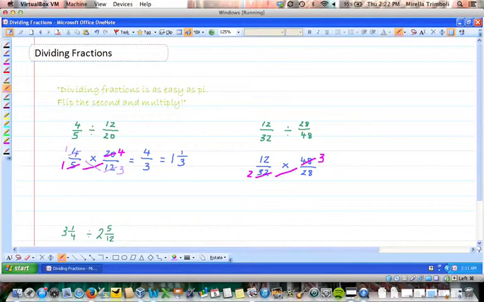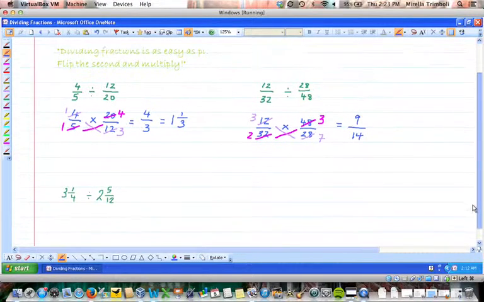If we look at the next diagonal, what goes into 12 and 28? 4. So 12 divided by 4 is 3, and 28 divided by 4 is 7. If we look at the 3 and the 2 and the 3 and the 7, we can't simplify any further, so we're ready to multiply. 3 times 3 is 9, and 2 times 7 is 14. And if we look at the 9 and the 14, we can't simplify any further.